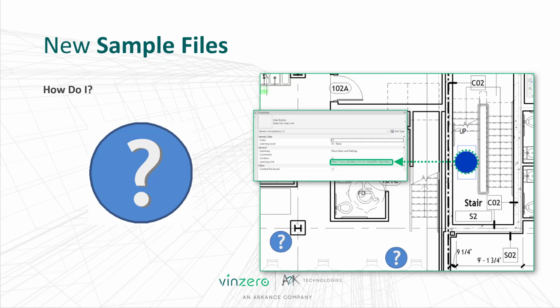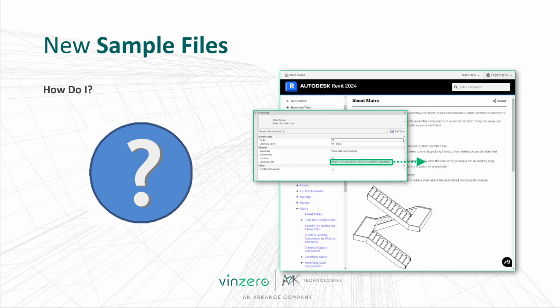Jumping across to a plan view, these blue question marks are populated adjacent to the examples. They are a generic annotation family which provide the learning link URL in the element properties. Clicking on this link will take you to the Revit 2024 documentation online where you can learn about these new features. This is a great inclusion from Autodesk for these sample files.